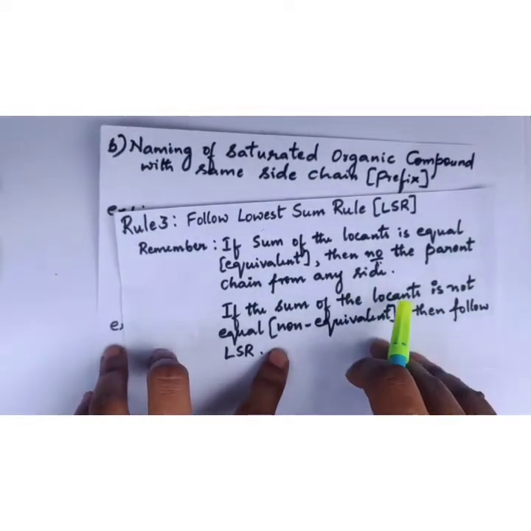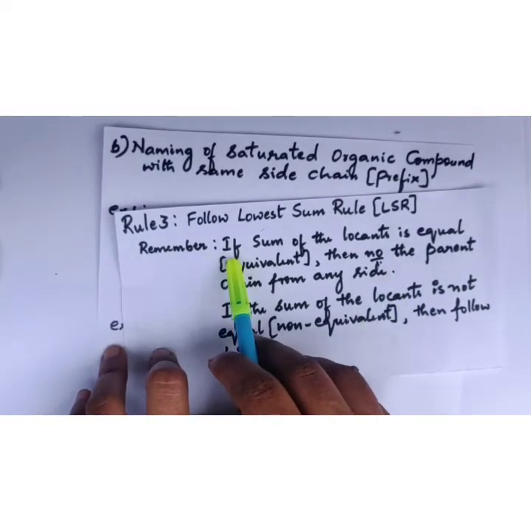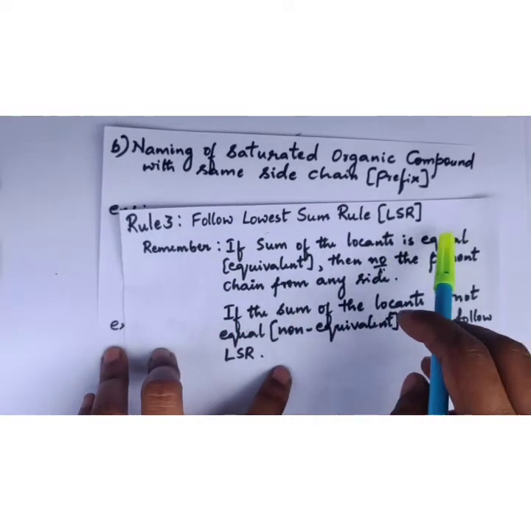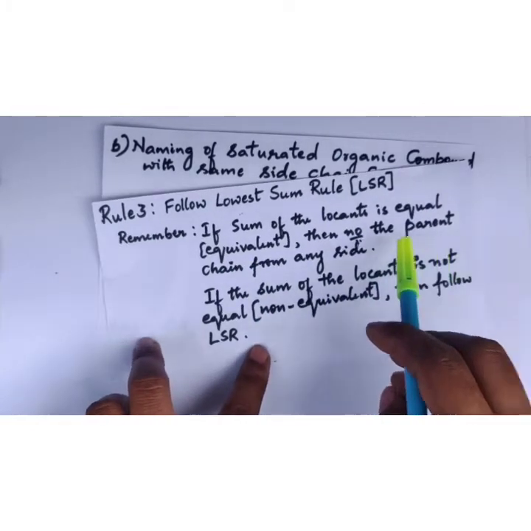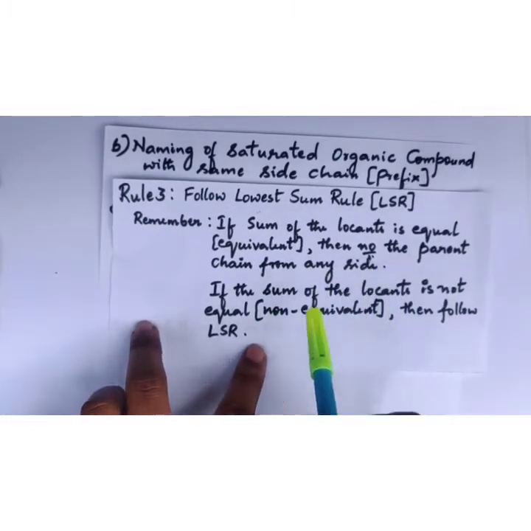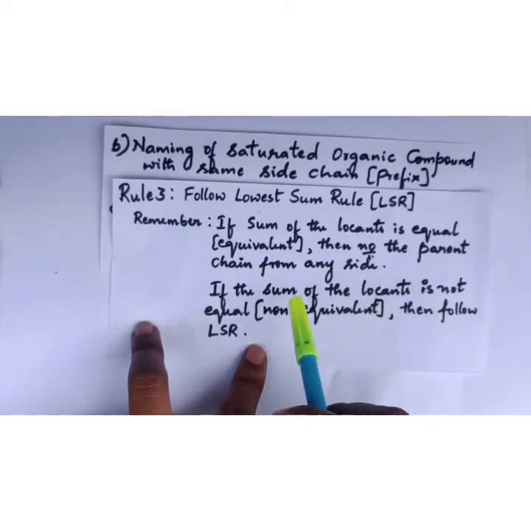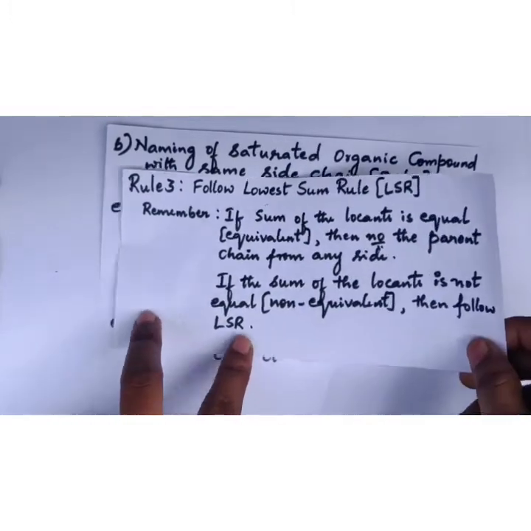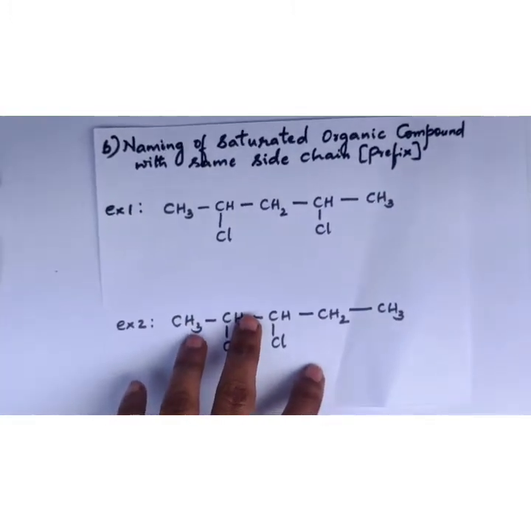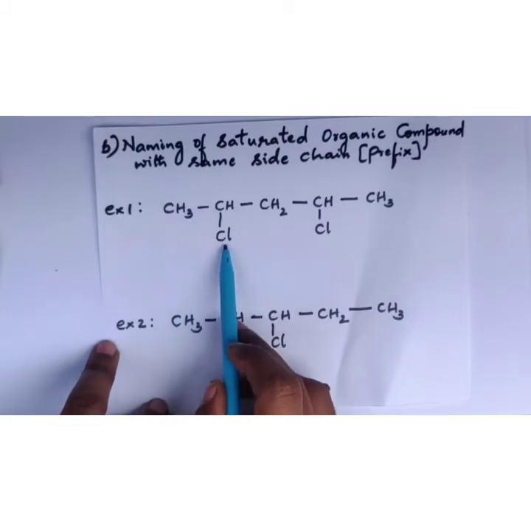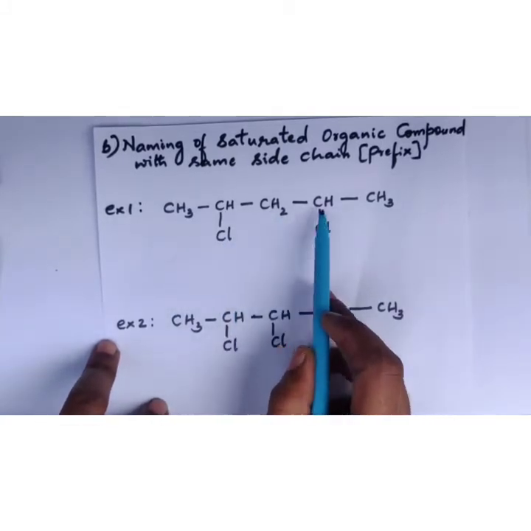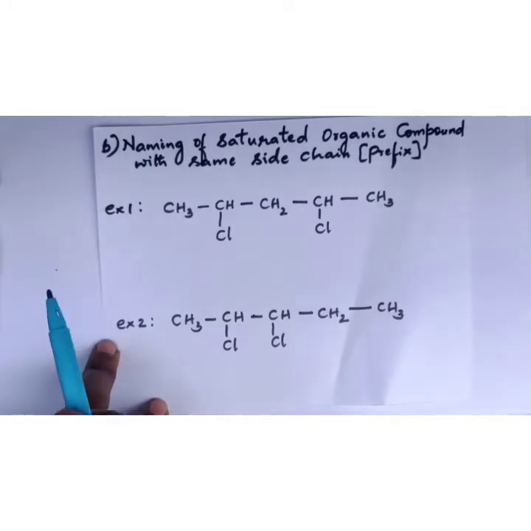So according to the rule, remember, if the sum of the locants is equal, that is, equivalent, then number the parent chain from any side. If the sum of the locants is not equal, that is, non-equivalent, then follow LSR. So I have taken the example here. You have got the example CH3, CH where Cl is attached, CH2, CH where Cl is attached, and CH3.